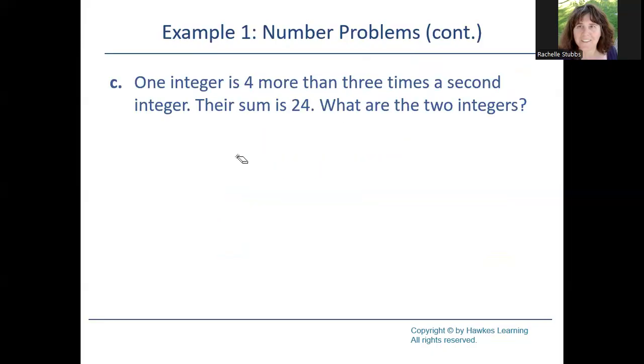Okay, one integer is 4 more than 3 times the second integer. So we're dealing with two numbers. Okay, the first integer, if it's x, the second one is 4 more than 3 times the second integer. Their sum is 24. So what are the two integers? If we let the first one be x, then the other integer is 4 more than 3 times a second integer.